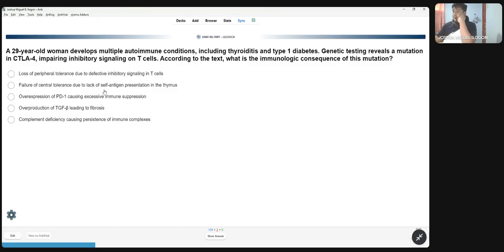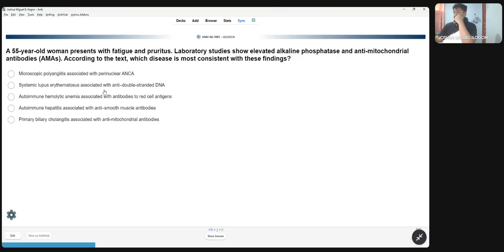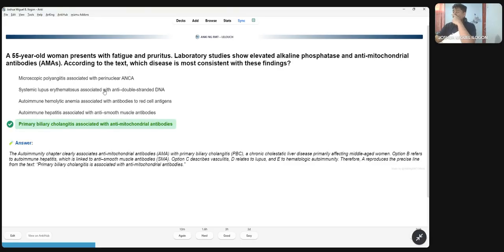Genetic testing reveals a mutation in CTLA4 inhibiting, that's peripheral tolerance, CTLA4. Alkaline phosphatase, anti-mitochondrial antibodies. Yes, I'm gonna go with PBC. Primary biliary, yes.